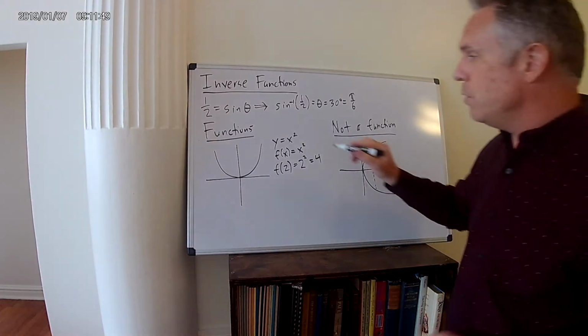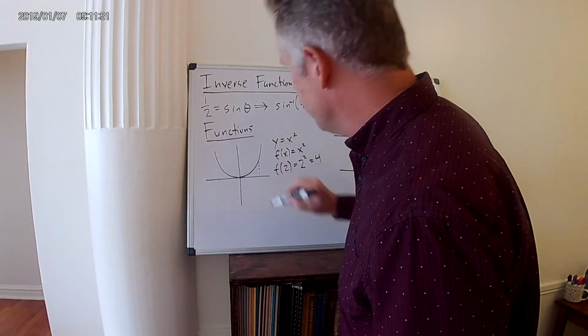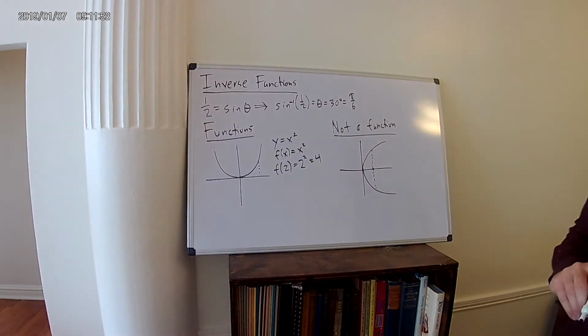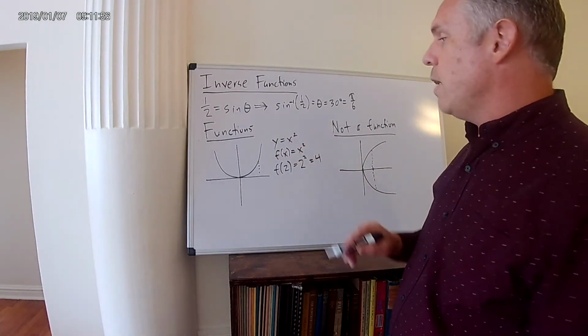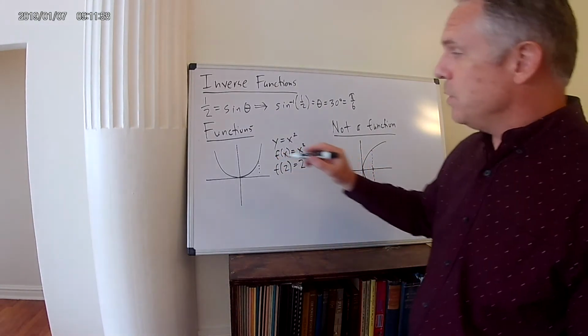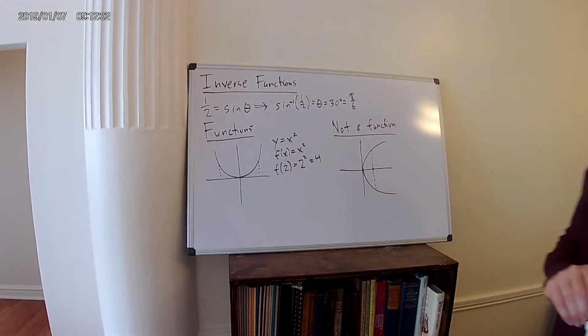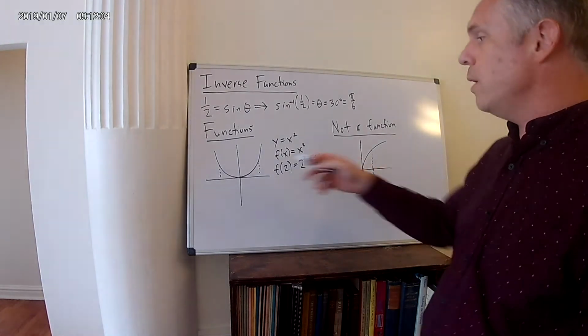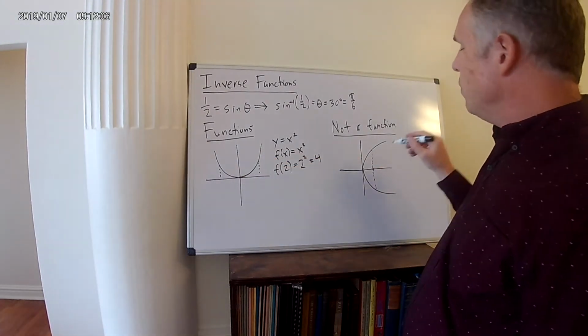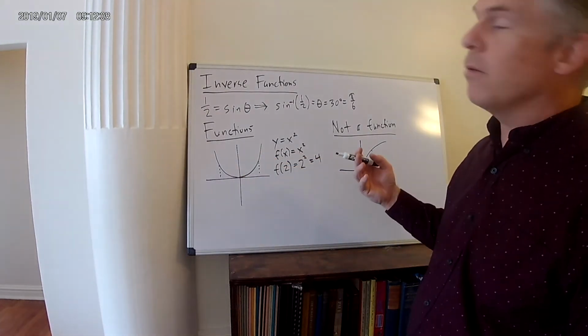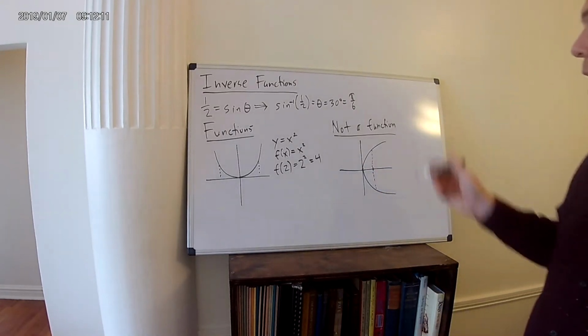Now over here, if we choose a certain input, we can see that we get exactly one output for that. What's interesting here is that there are two inputs that produce the same output. That's okay, that's legal. Two inputs can produce the same output, but we can't have one input producing two outputs. That's not allowed, so this is not a function.